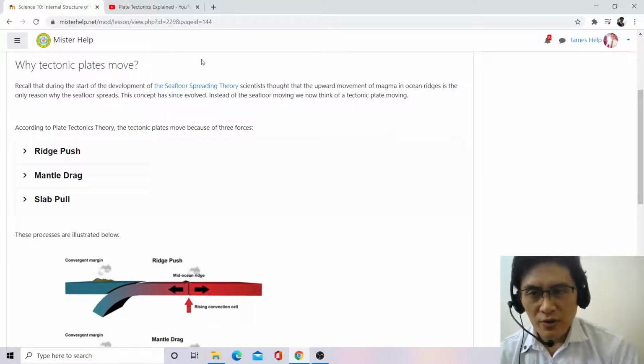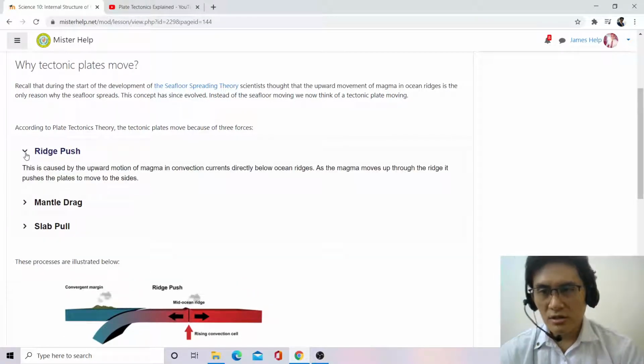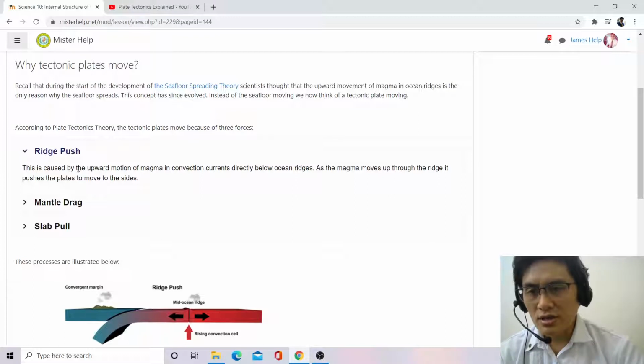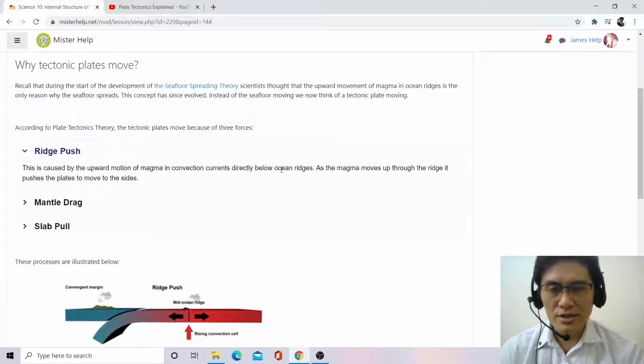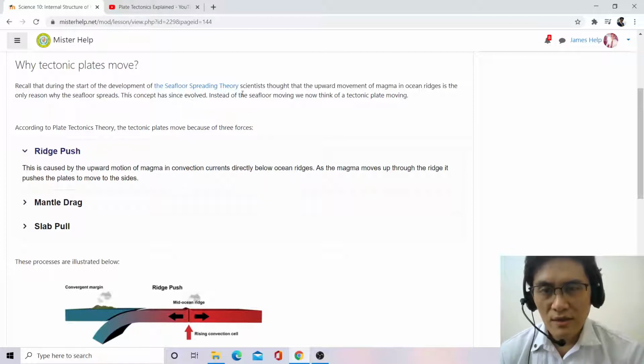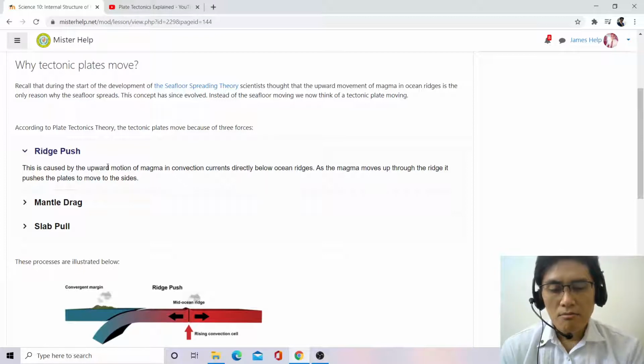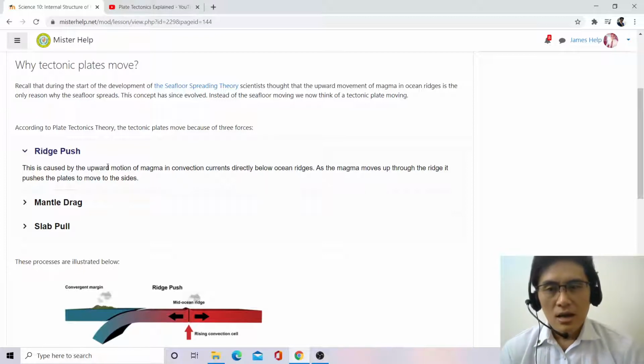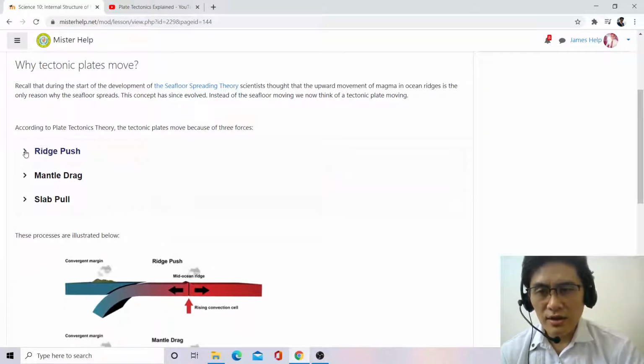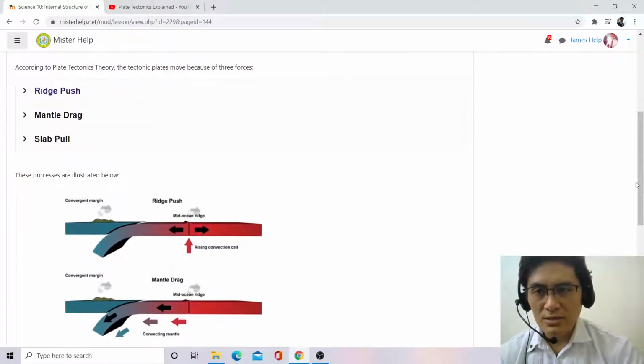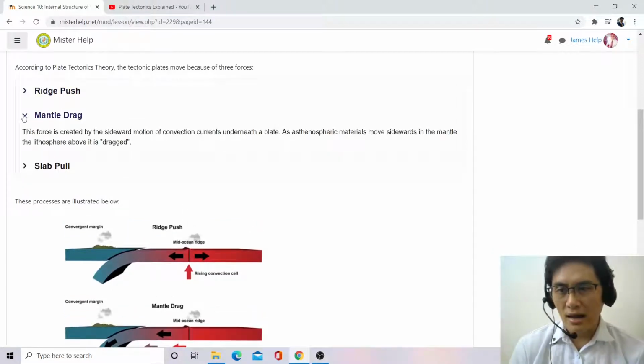So, the first one mentioned is called ridge push. This is caused by the upward motion of magma in convection currents directly below ocean ridges. As magma moves up through the ridge, it pushes the plates to move toward the side. Again, this is the same explanation as what was offered to us by the seafloor spreading theory. Magma comes out, it pushes the two plates to move sideways. However, now that we know a lot of things, we have other explanations, like, for example, mantle drag.